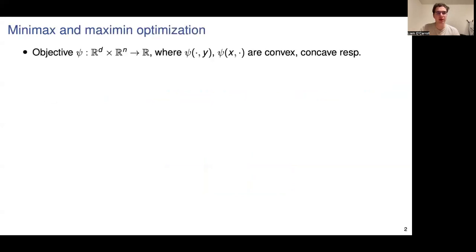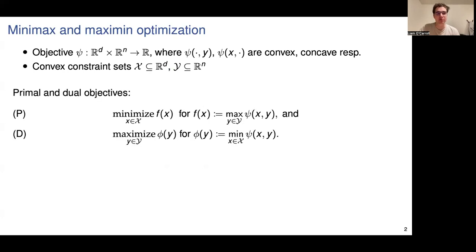The general setting we're going to look at is an objective psi, which takes a variable in R^d and a variable in R^n and returns a real number. It is convex in the first d variables and concave in the last n variables. We're going to have convex constraint sets X and Y. With this setup, we're going to look at two associated optimization problems.